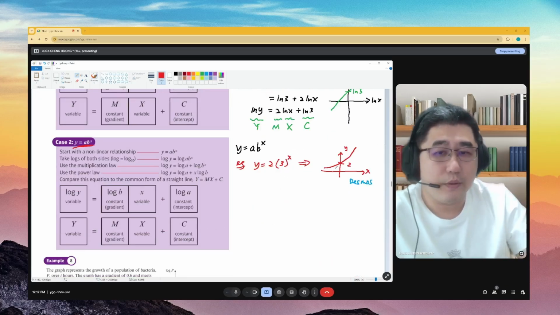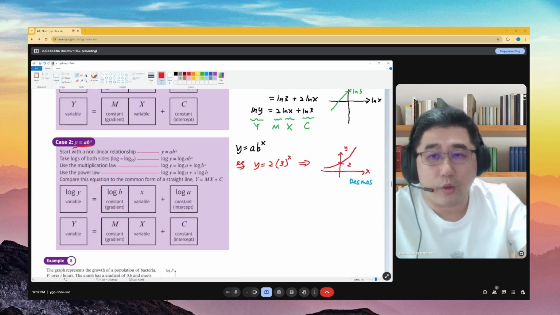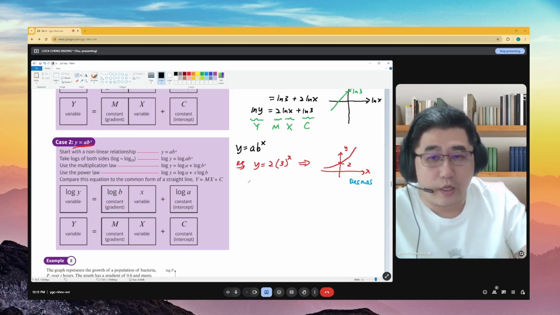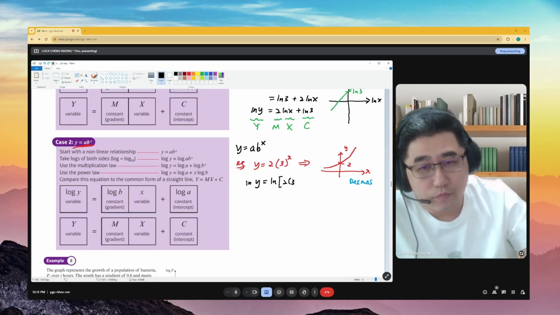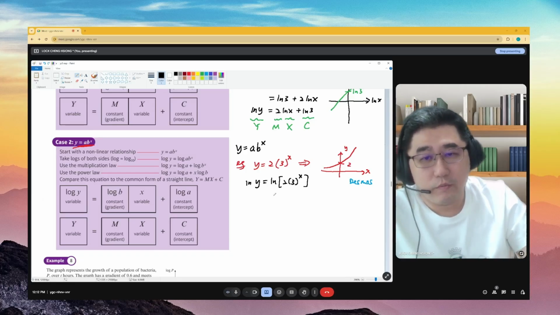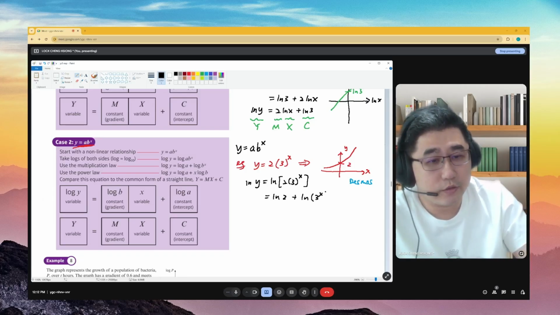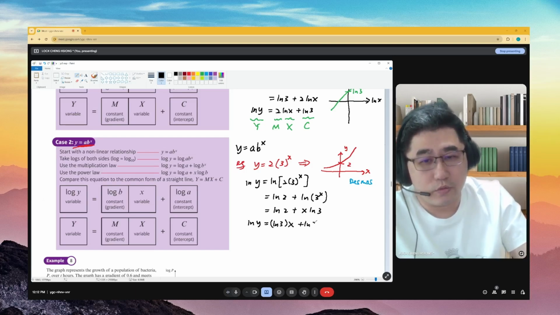Our purpose is to get the straight line form. So over here, I will do ln on both sides of y equals 2 times 3 power x. Then I have ln 2 plus ln of 3 power x. The x is brought to the front, x of ln 3. So what I get is ln y equals ln 3 times x plus ln 2.